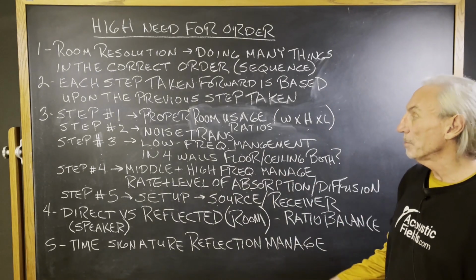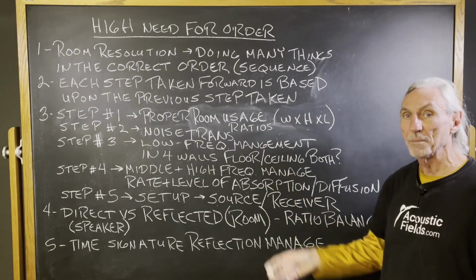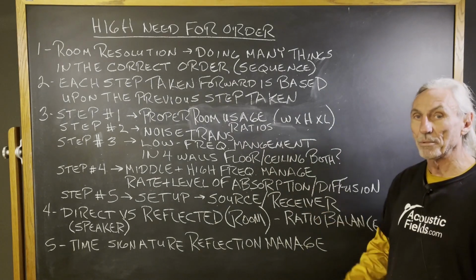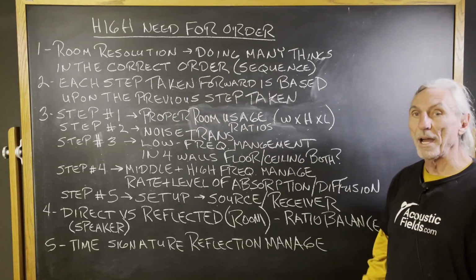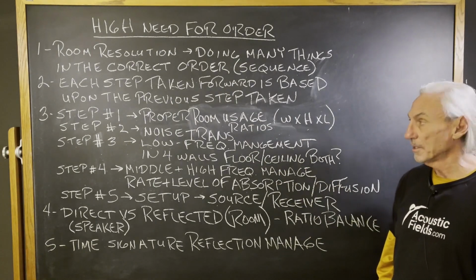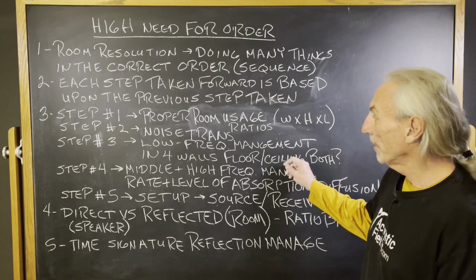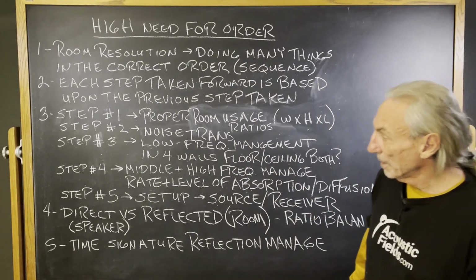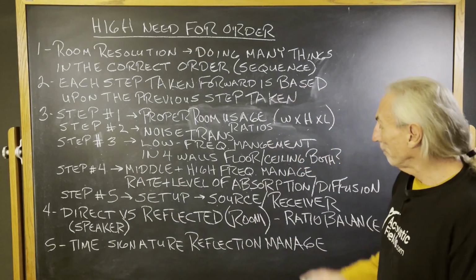Low frequency management is next. Noise and low frequency management are the most expensive, more than the treatment inside the room. These can be 5-10 times treatment costs. Okay, so are we going to put low frequency management in the floors, ceilings, or are we going to do both? Step 4, middle high frequency management.